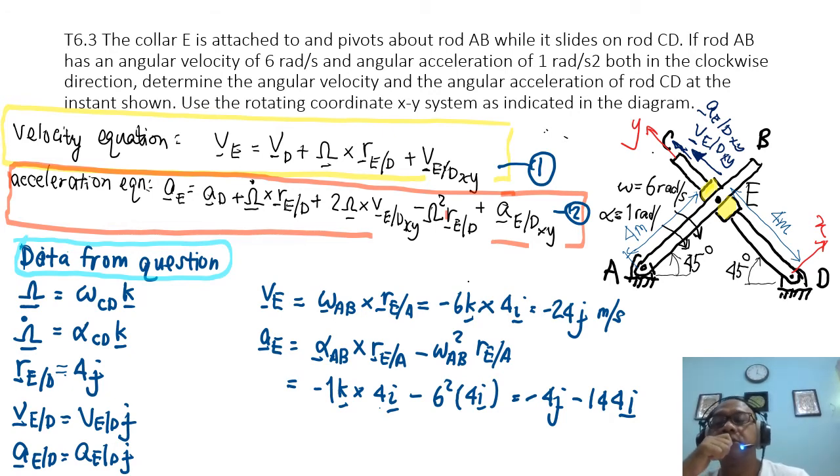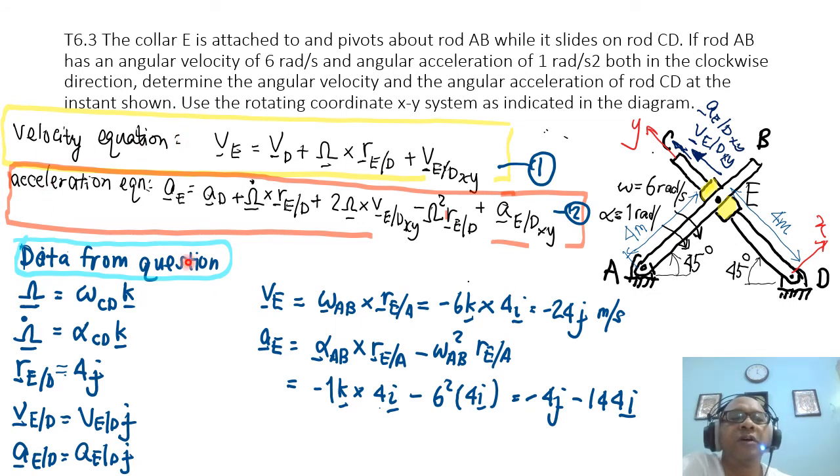Yeah, so that's how. And then I wrote down here the acceleration equation. Acceleration equation: AE equals AD plus omega dot cross position vector E relative to D, plus 2 omega cross the relative velocity, minus omega squared times the position vector, plus the relative acceleration. It's a lot of data that we need to put in. And let's look at the velocity equation.